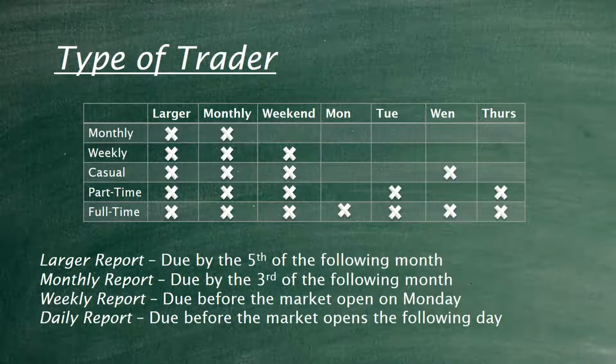Now, the nice thing about trading is there's a lot of different ways you can set this up. We can do either monthly, weekly, casual, part-time, or full-time as a few examples. Now, each time you work, there needs to be some sort of report done. So you think about how much time you can commit and how often you want to do these reports. For this example, I will be doing a full-time trader.